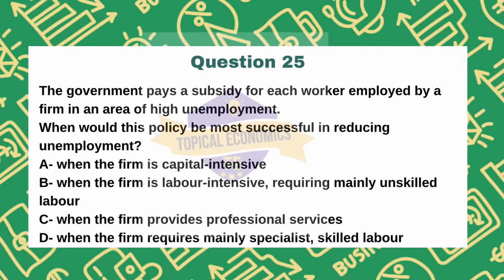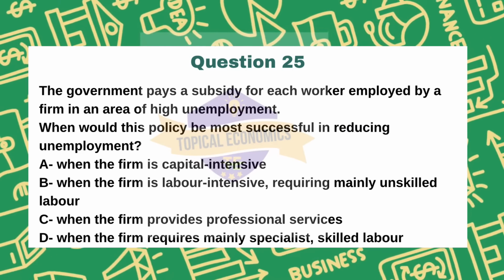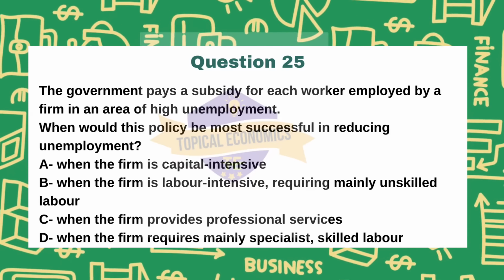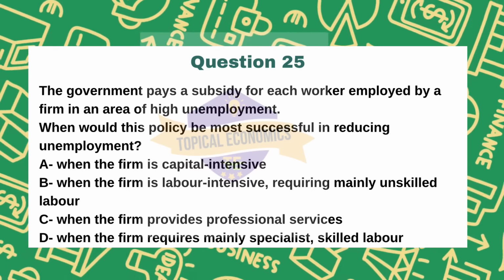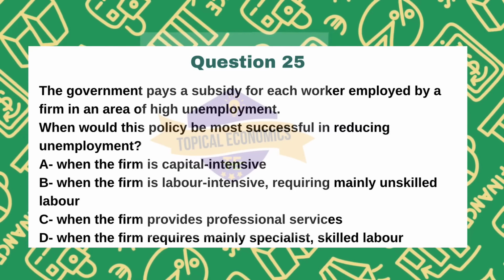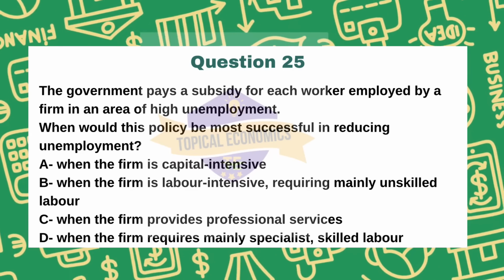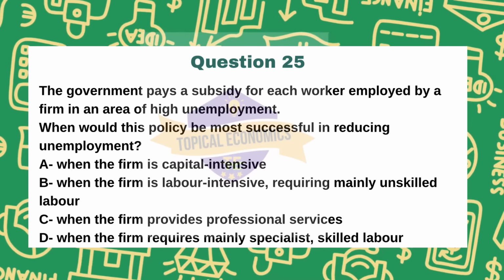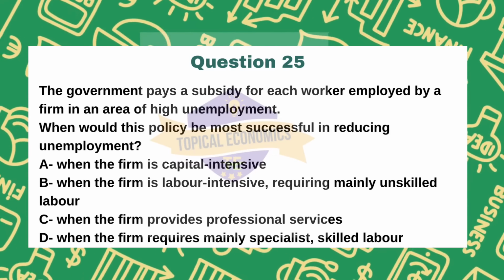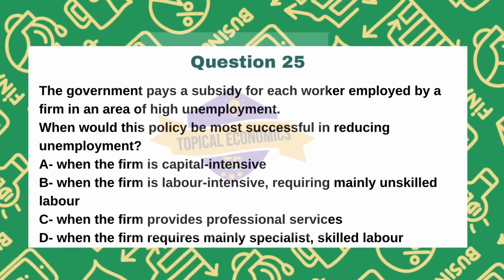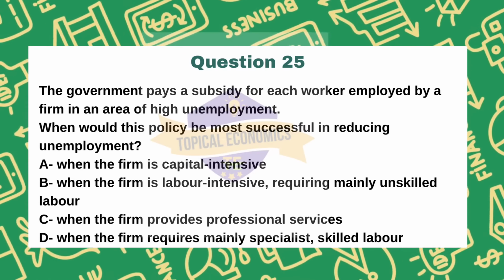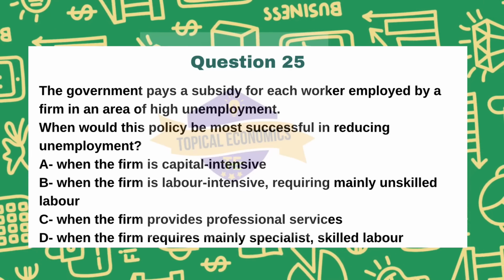Option A, when the firm is capital-intensive. Capital-intensive firms use more machinery and technology than labor, so subsidies for workers would have a limited impact on overall employment levels. Option C, when the firm provides professional services. These typically require higher education and skills, which may not be accessible to the unemployed in high unemployment areas, limiting the effectiveness of the subsidy.